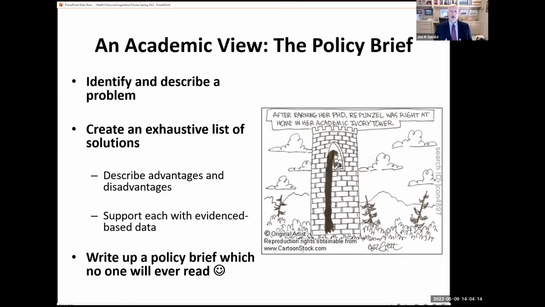And so what the policy brief does is it identifies a specific problem and tries to do so in such a way as to capture its most salient elements and clearly describe the problem, then create an exhaustive list of solutions where the advantages and disadvantages of each are described, and there is some hierarchy, with the preferred solutions given a major portion of the brief or presented first, and then other recommendations following that.